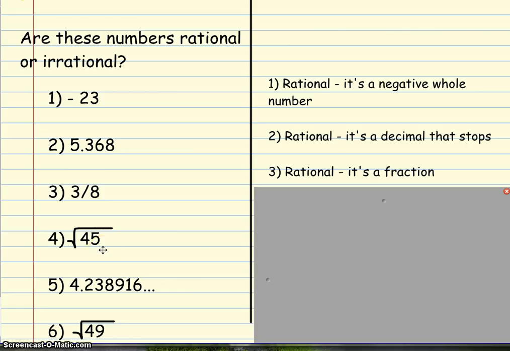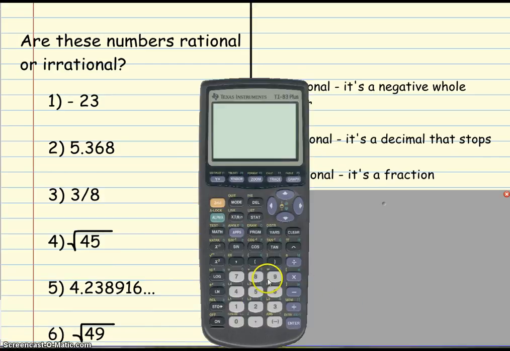Number four, square root of 45. Well, first we need to figure out what the square root of 45 is. All right, so I've got my graphing calculator here, and we need to put in the square root of 45. The square root is in yellow right here above the x squared, so I'm going to do second square root. I'm going to type in 45. Notice it has a parentheses for the beginning. We always need to put a parentheses at the end. All right, hit enter.